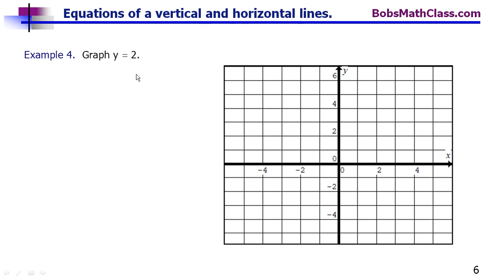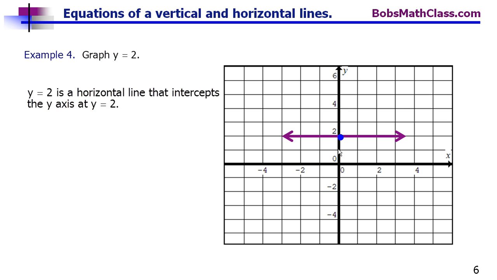Here's our next graph. Y equals 2. Y equals 2 is a horizontal line that intercepts the y-axis at y equals 2. So go to the y-axis, go to 2, put a point, and then draw a horizontal line. So there's a graph of y equals 2.